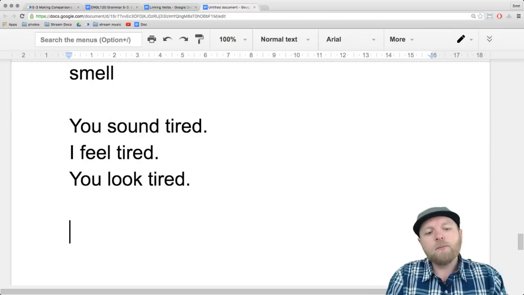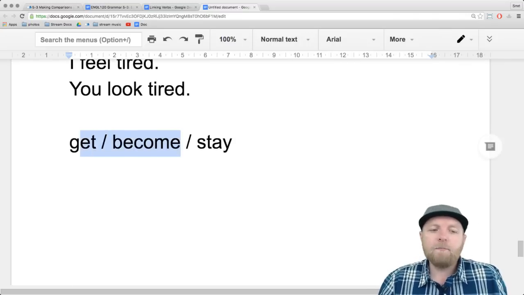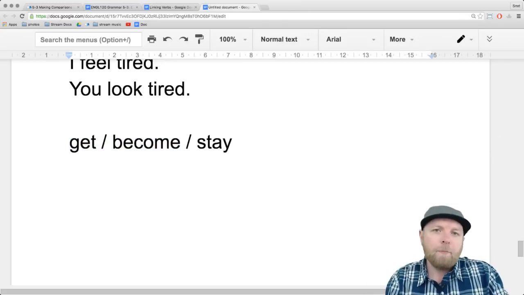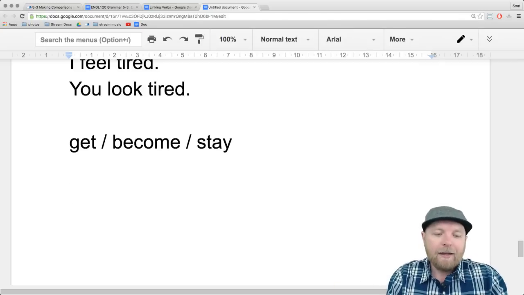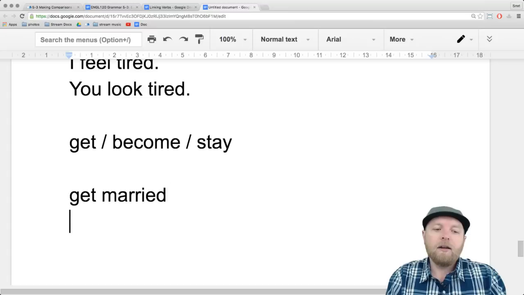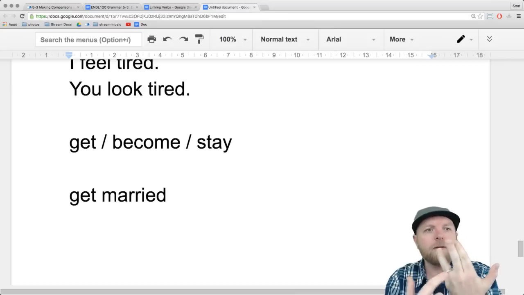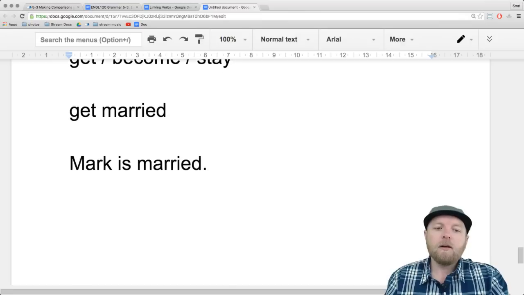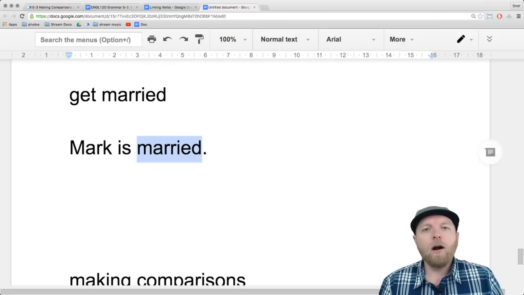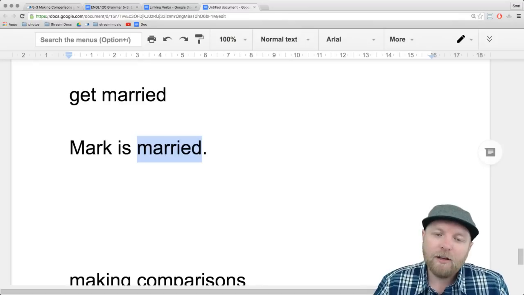Some more linking verbs: get, become, and stay. Now, the meaning of get and become is the same. A very popular way to use get is get married, right? Now, you see my ring. What does this mean about me? It means Mark is married. This is an adjective. Mark is hungry. Mark is tired. Mark is married. This is an adjective, right?